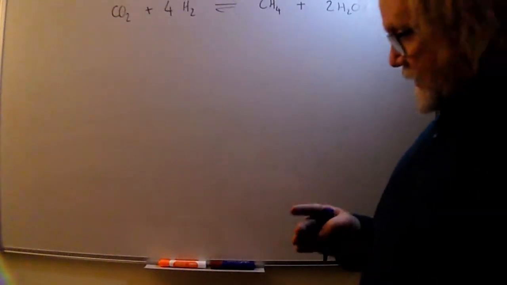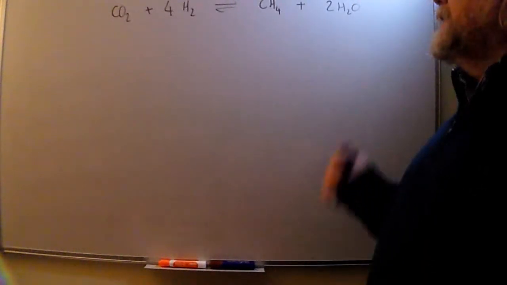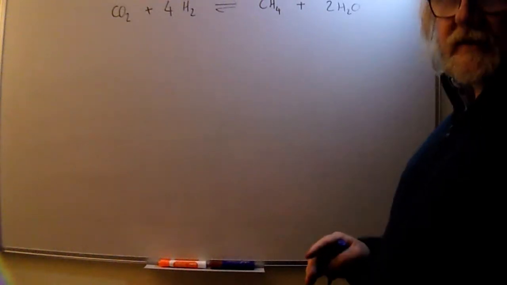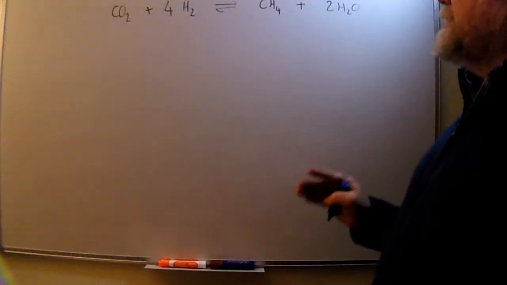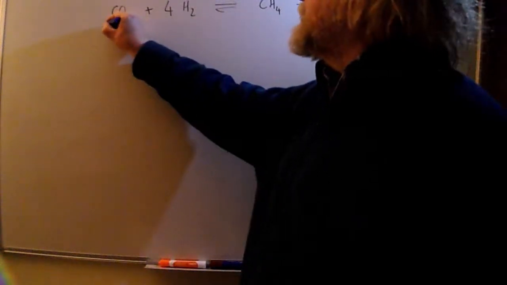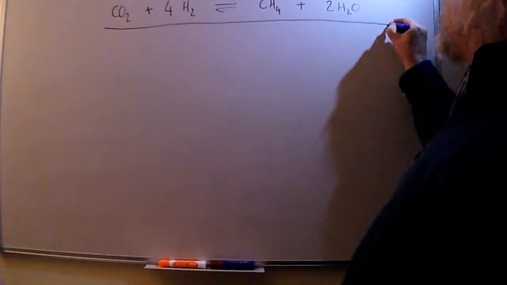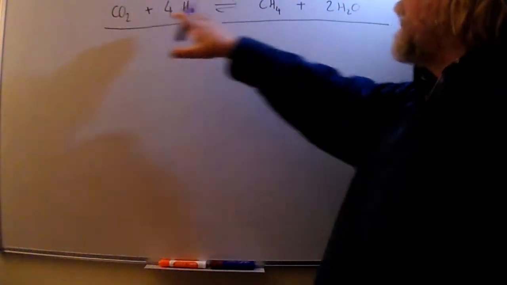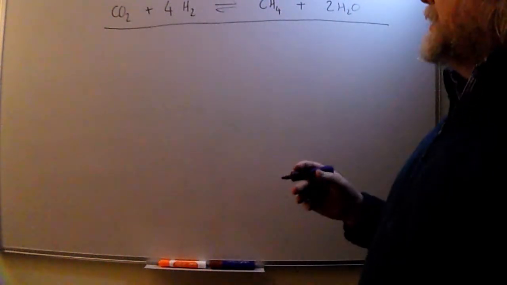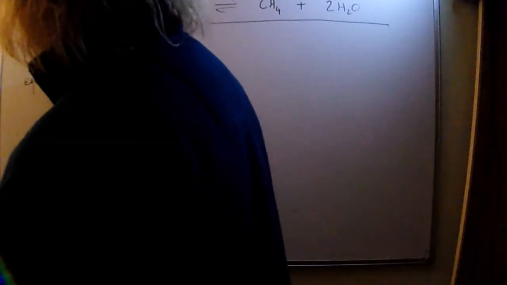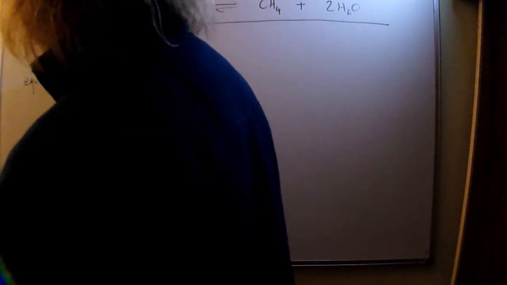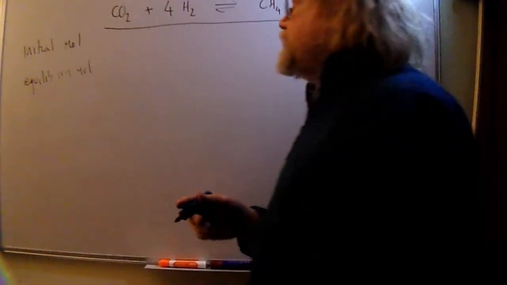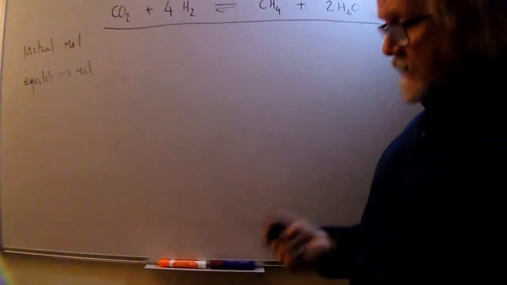Part 3 asks us to calculate the value of Kp from some experimental data. As soon as you see that you have a question like this, you need to set up a table. And across the top of the table you write the equation for the reaction. And then what you put in it, first of all, are the initial moles and the equilibrium moles. And you should have enough information in the question to let you get those.